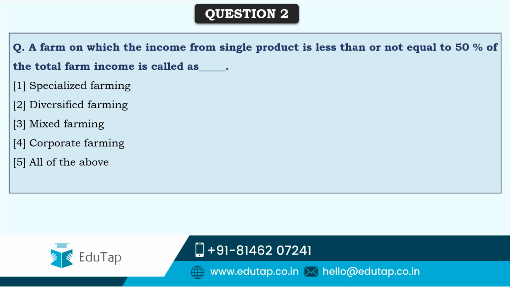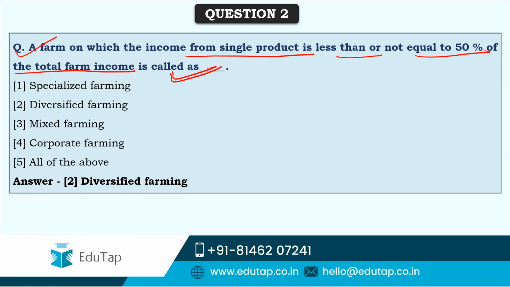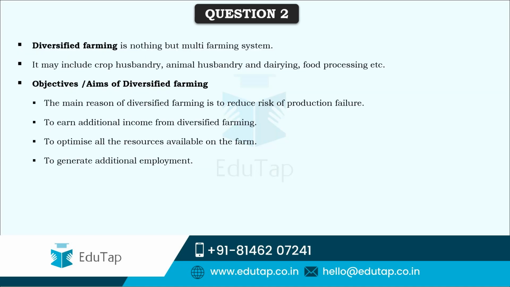So friends, here comes the next question. A farm on which the income from a single product is less than or not equal to 50% of the total farm income is called as? This we have discussed in one of our courses also as part of various farming systems. And yes, this is diversified farming. Diversified farming is such a farming where the income from the single product is less than or not equal to 50% of the total farm income that can be achieved.